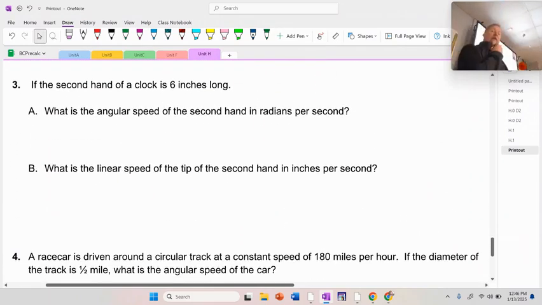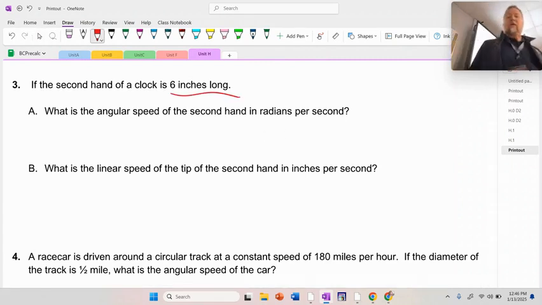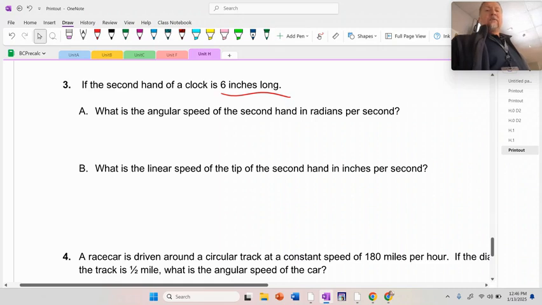All right, a second hand of a clock is 6 inches long. It's probably something on the wall then, 6 inches, about that big. What is the angular speed of the second hand in radians per second?